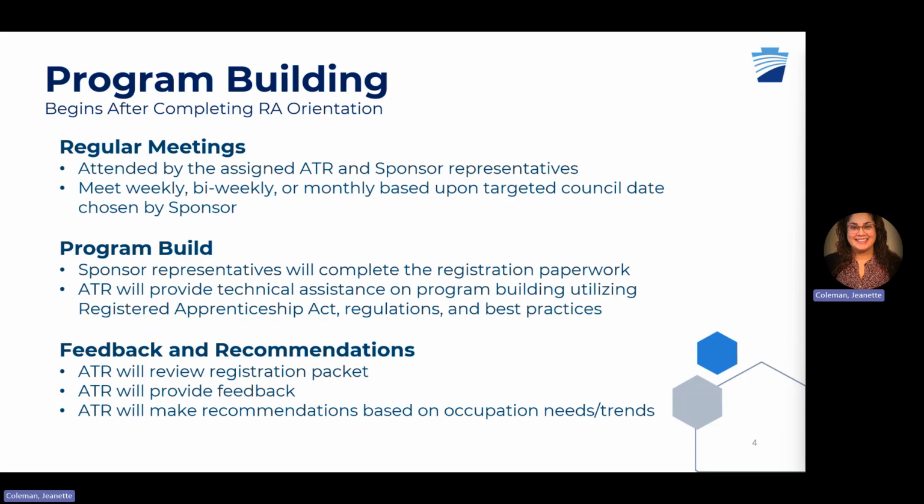And throughout this process, your assigned ATR will be your partner, working alongside you to build your program, complete paperwork, and provide technical assistance. They will offer guidance on apprenticeship regulations, standards, and best practices to help ensure your program is ready for approval. And program development includes ongoing communication and multiple rounds of review and feedback. This can feel overwhelming at times, but ATRs are here to support you every step of the way. And our shared goal is to help you build a high quality program that benefits both the sponsor and the apprentice.